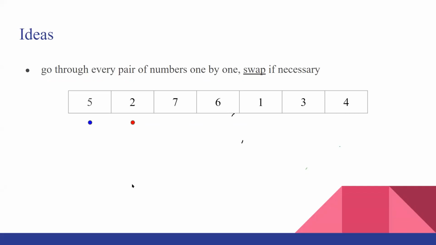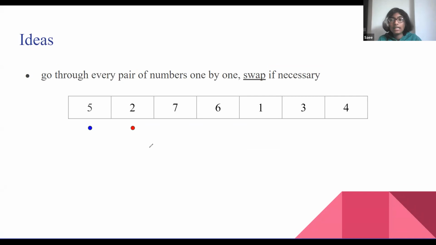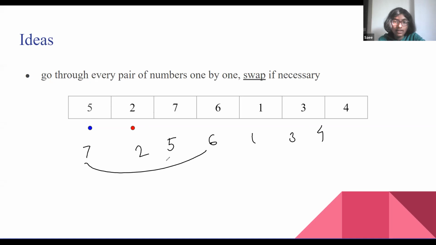Let me just go back. Yes, we have this. So 5 is greater than 2, so this is nicely ordered. You want stuff to be in descending order. 5 and 7. 5 is less than 7, so we will swap 7 and 5. It will become like this. Then we'll go 7 and 6. It's nicely ordered. 7 and 1, nicely ordered. 7 and 3, nicely ordered. 7 and 4, nicely ordered.